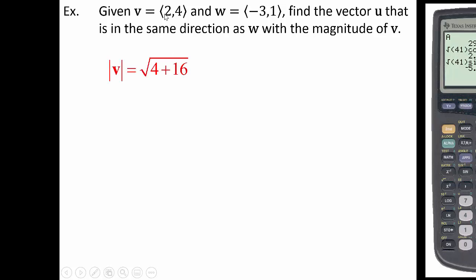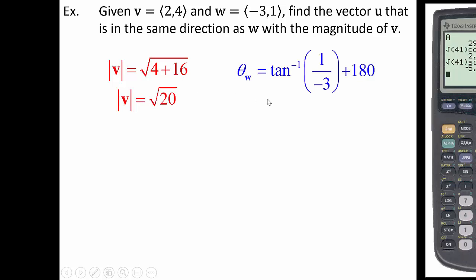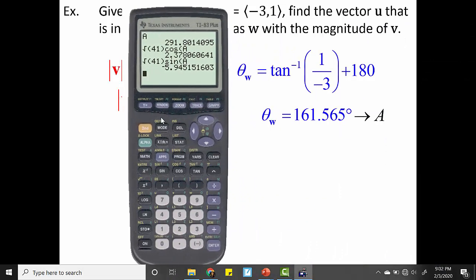All right, so magnitude of V is going to be the square root of 20. Direction of W, we're in the second quadrant, so adding 180 is going to get me to 161.565. Again, store that for A. Even though I've already got a value stored in my calculator, it doesn't really matter, because if I do inverse tangent of 1 over -3 plus 180, I can actually go ahead and hit store alpha A right here instead of doing it as separate steps. Hit enter, hit clear, alpha A has now been overridden with my new value of A.